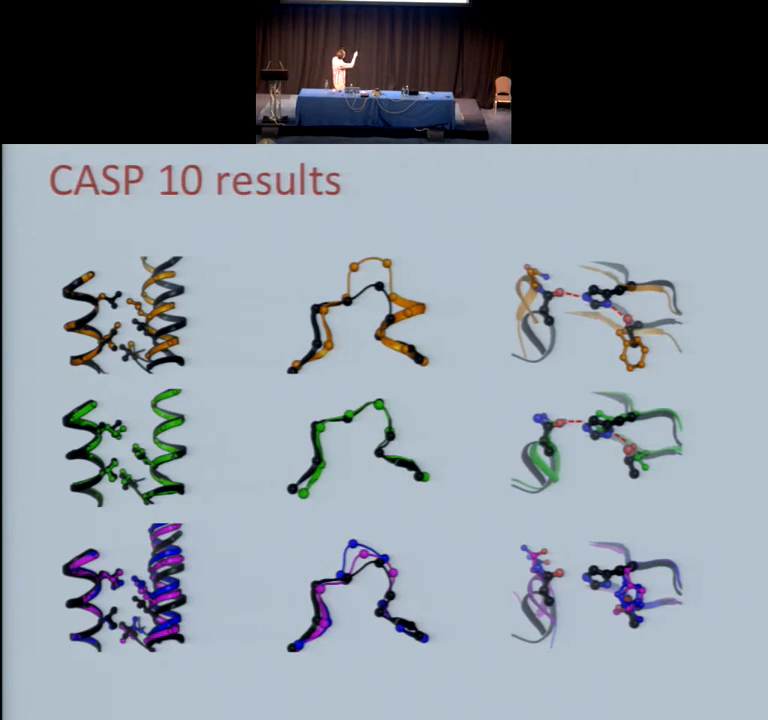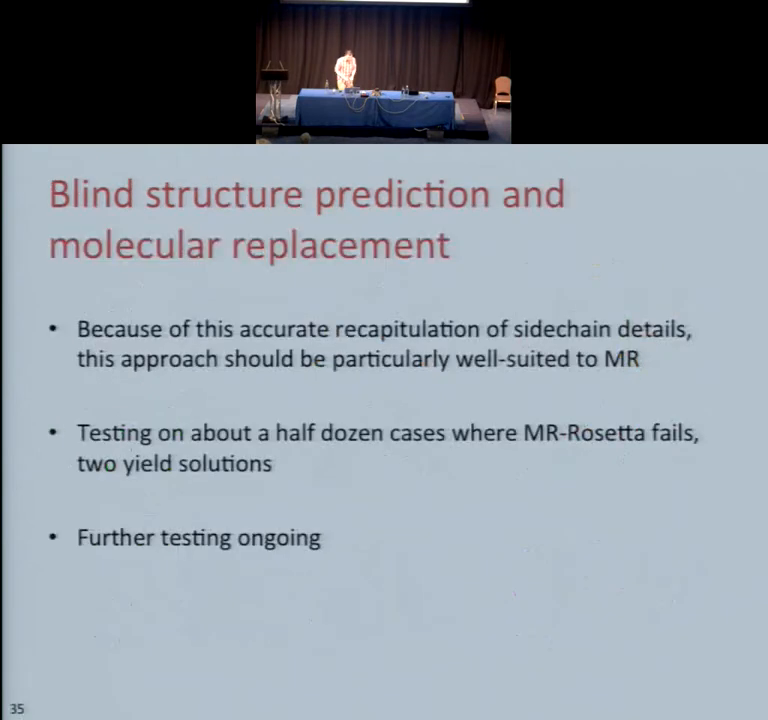I mean, also in this case on the right, to recapitulate these two hydrogen bonds, really this backbone needs to move. Rosetta is able to capture that and get these two hydrogen bonds. But the other methods, they move things a little bit in the right direction, but they can't completely get these close enough that these hydrogen bonds are recovered. So then, again, because of this, this approach should be particularly well suited to molecular replacement. And so we need to do further testing on this.